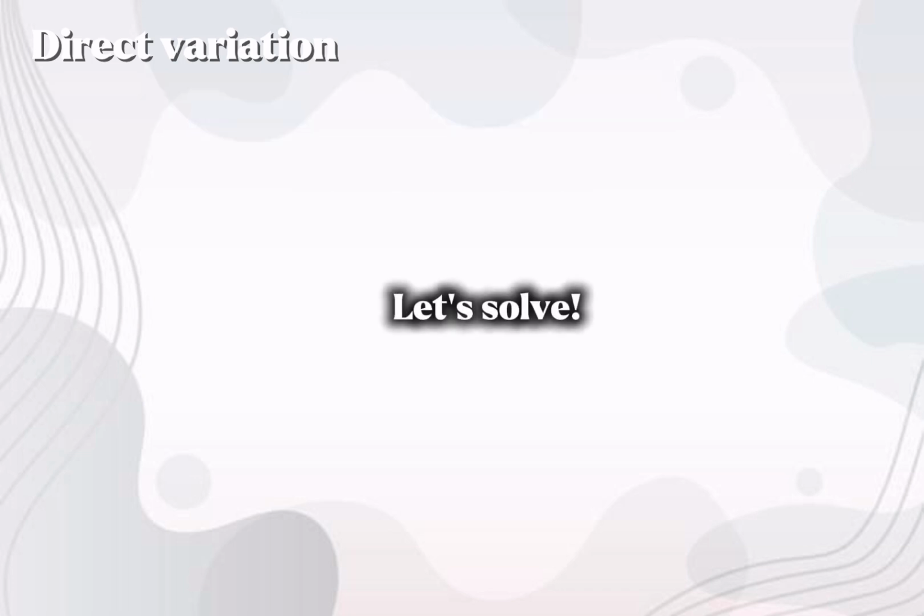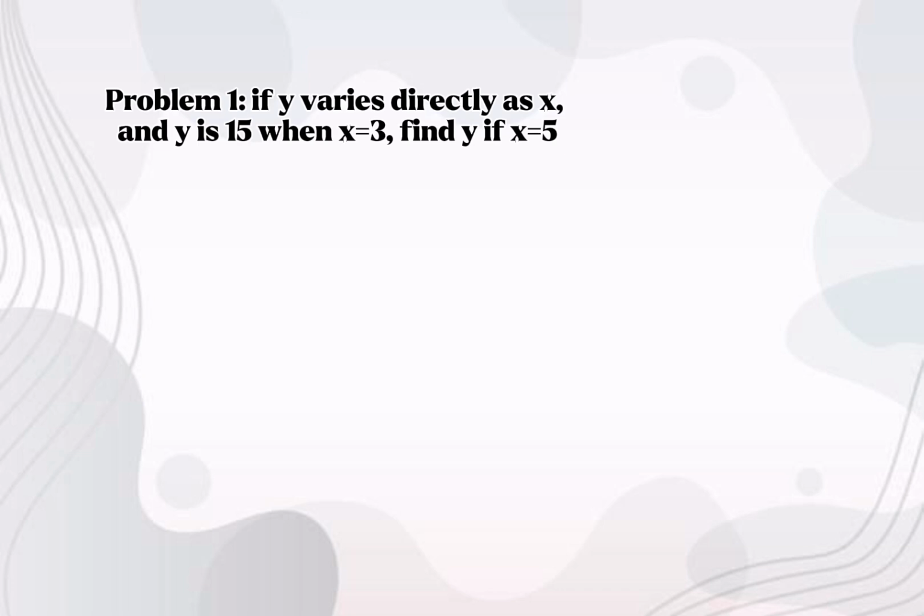Let's solve. Problem 1. If y varies directly as x and y is 15 when x is 3, find y if x is equal to 5. See, the given variables in the sentence are y and x. That means we can use y = kx as a formula. Step 1. Write the given values. y = 15, x = 3, x = 5.